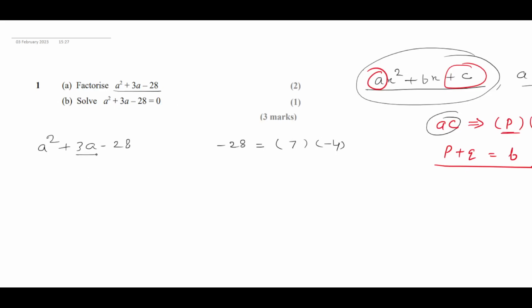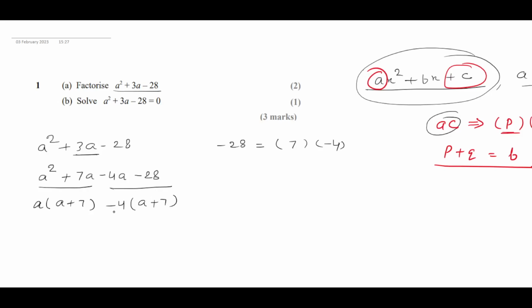So what I will do, I will write this 3a as plus 7a minus 4a. This is how I will write this 3a minus 28. Okay, now from the first two, I will take a common. So it is a plus 7. From the next two, I will take minus 4 common. So again here it is a plus 7.